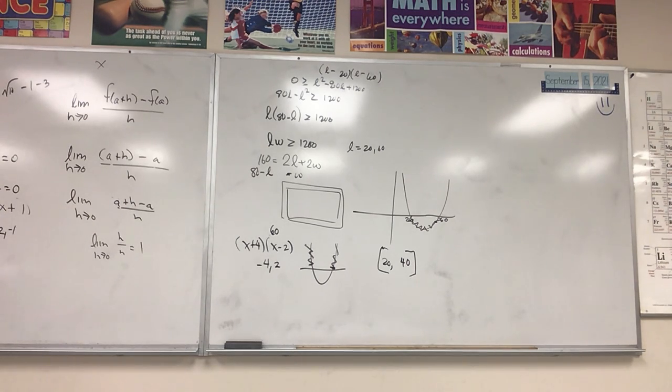What's the square root of -4? 2I. And you got two negatives there, so that makes it positive 2. Oh, okay. Square root of 10. That makes sense.